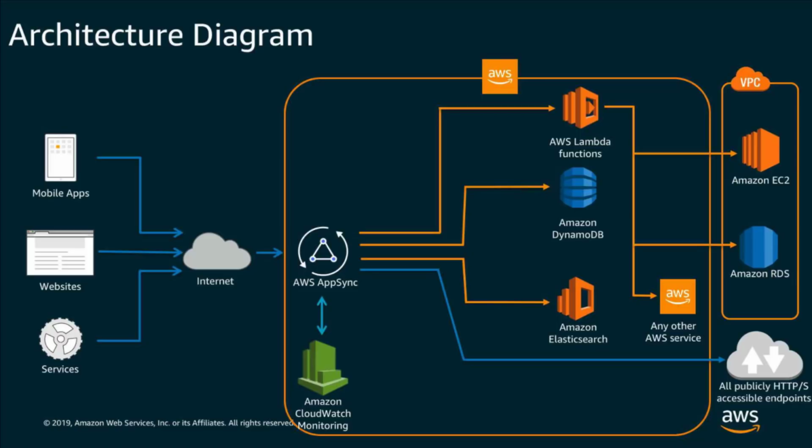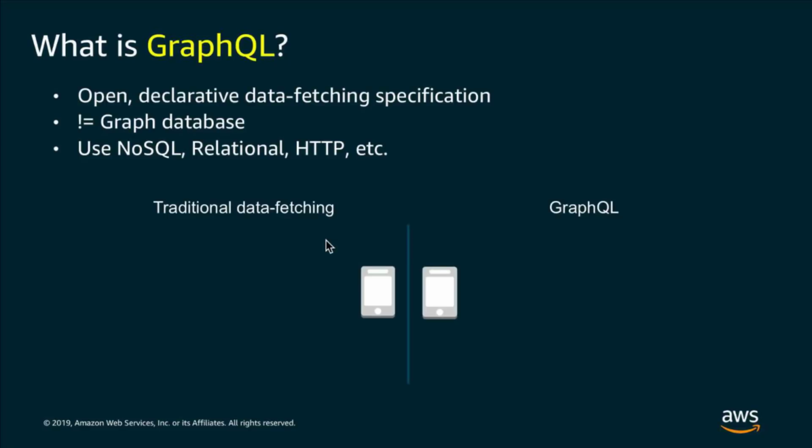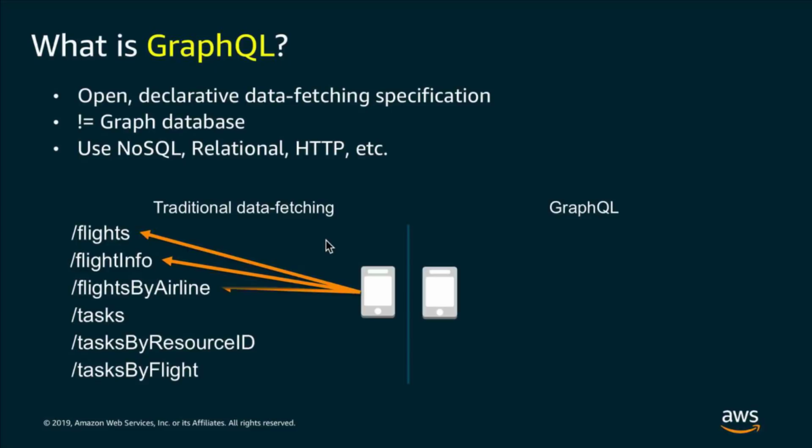So before we start looking at AppSync and GraphQL, let's take a step back and talk about what is GraphQL. So what is GraphQL? Let's imagine that we have a booking service that is backed by a REST API. If my client needs to access a list of flights, I have to make an API call to a specific endpoint. In this case, that endpoint is going to be flights.